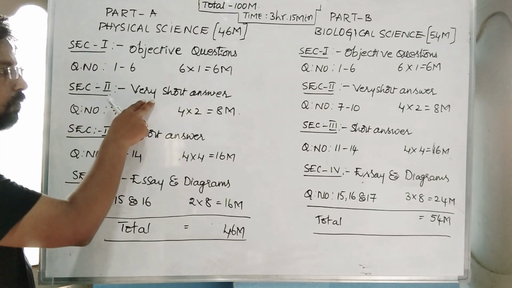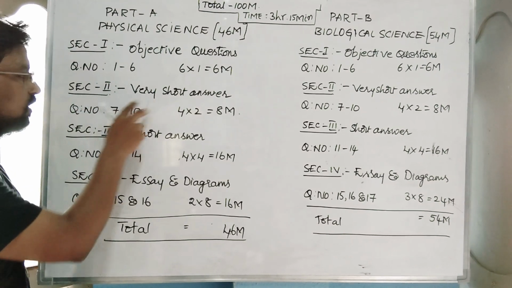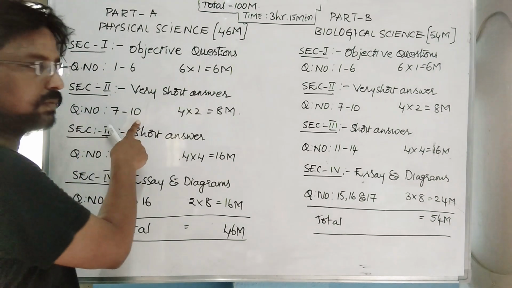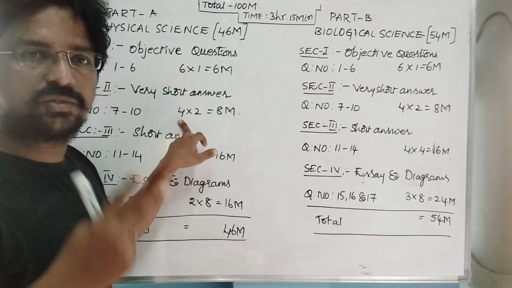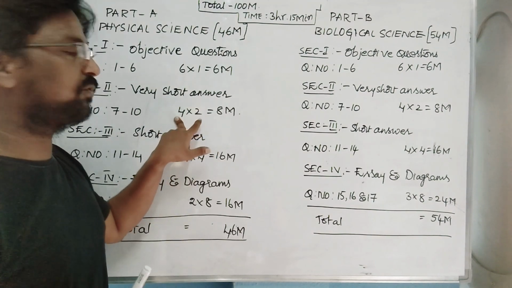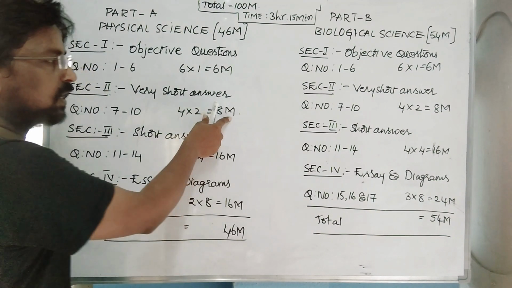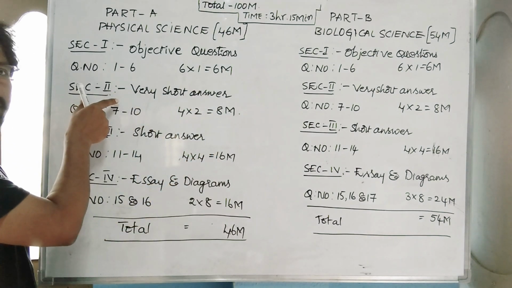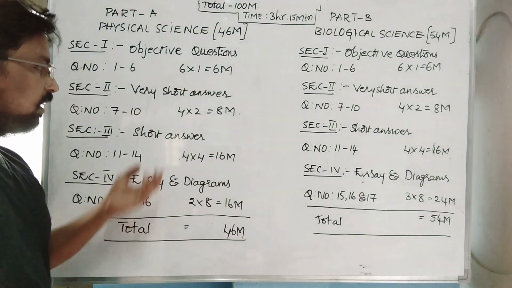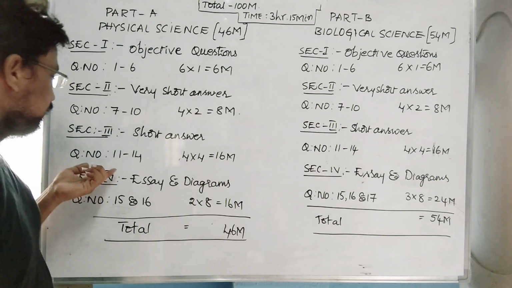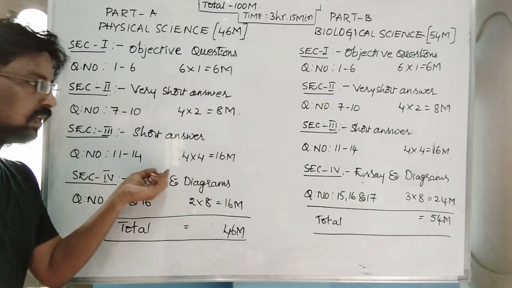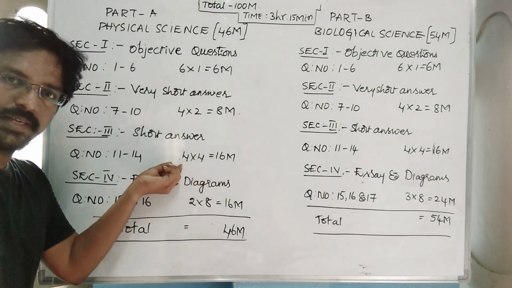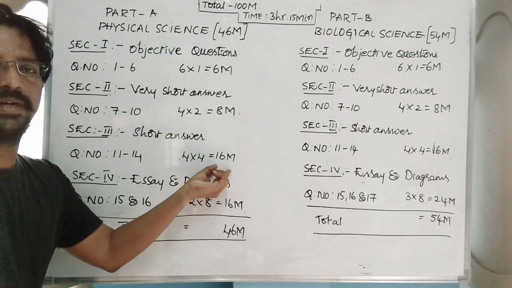And in section 2, we have very short answer questions from question number 7 to 10. Each question carries 2 marks. There are 4 questions, 4 into 2, totally 8 marks will be allotted for section 2. And in section 3 we have short answer questions from question number 11 to 14. Each question carries 4 marks, total of 16 marks.